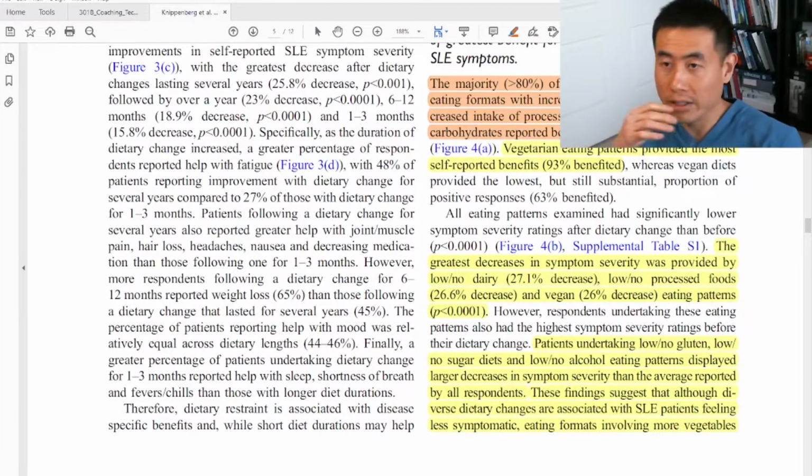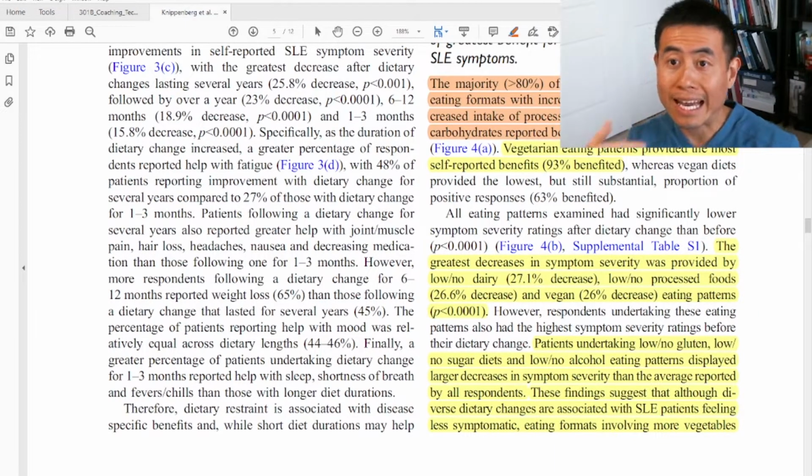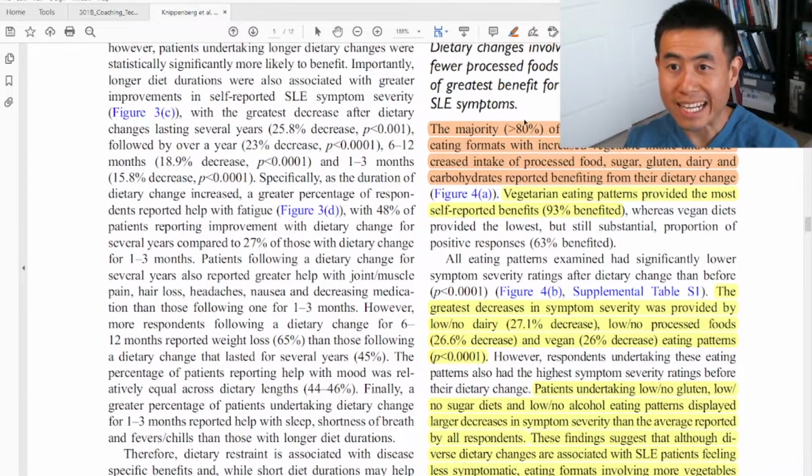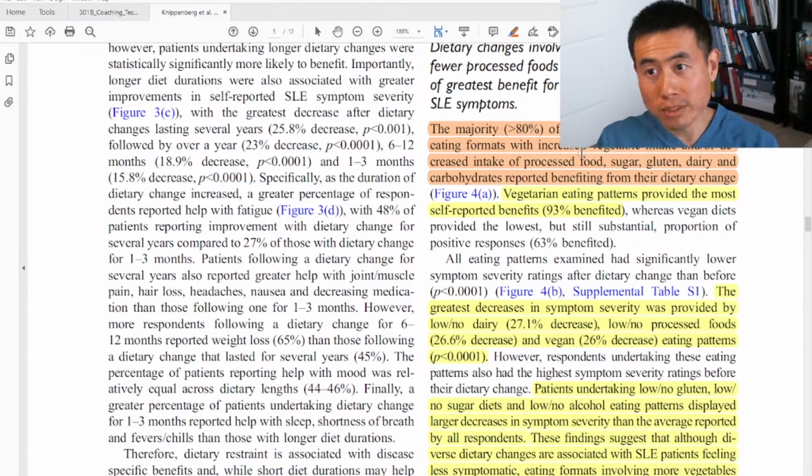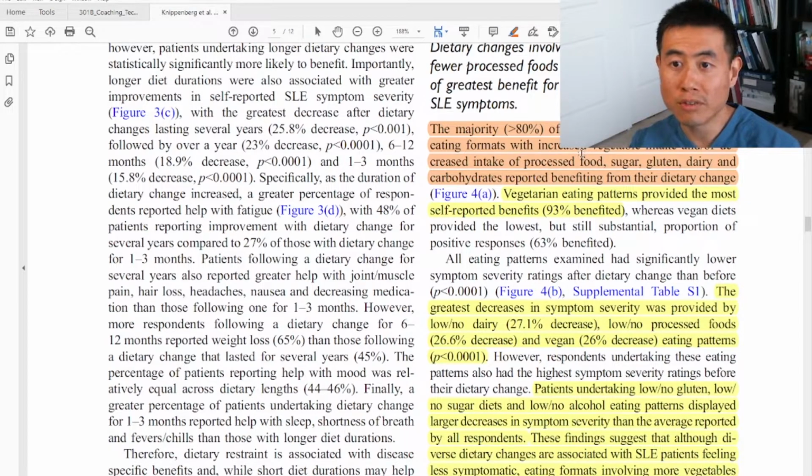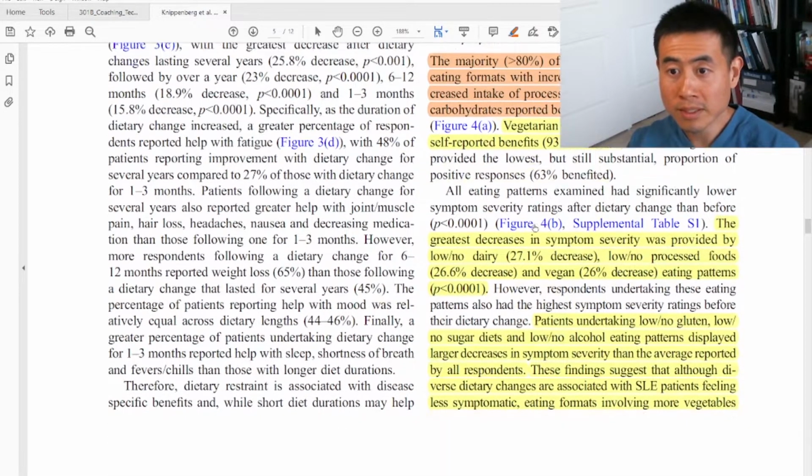So what was the general pattern of the response that had improvement with their lupus disease activity with the diet? They say that the majority, over 80% of the respondents that undertook new eating formats with increased vegetables and less processed food overall, benefited from their dietary change. Vegetarian eating patterns provided the most self-reported benefits, with 93% benefiting.